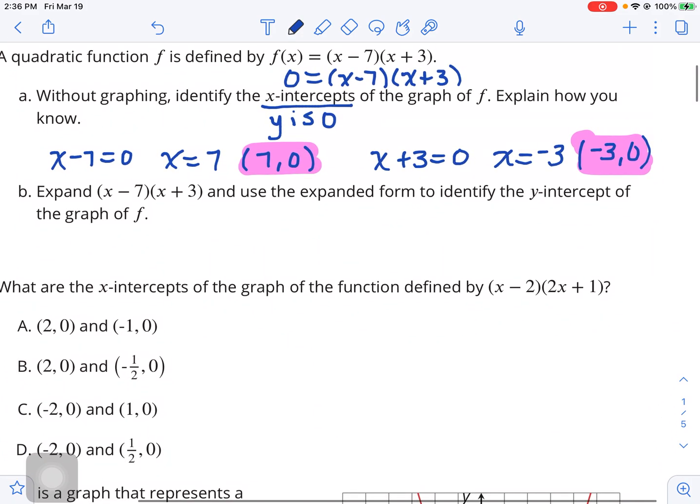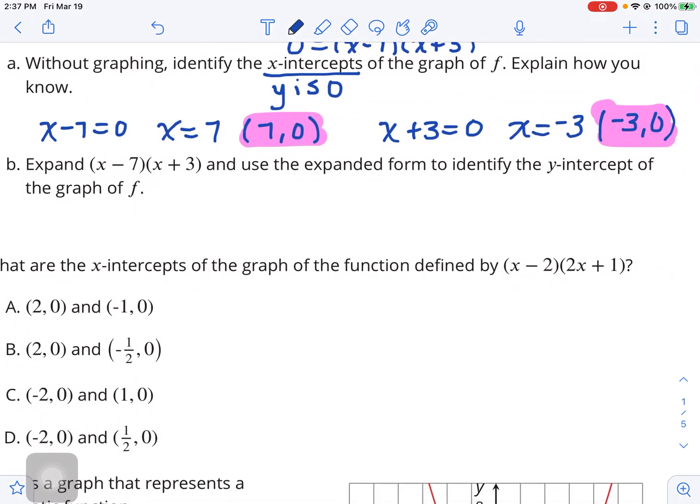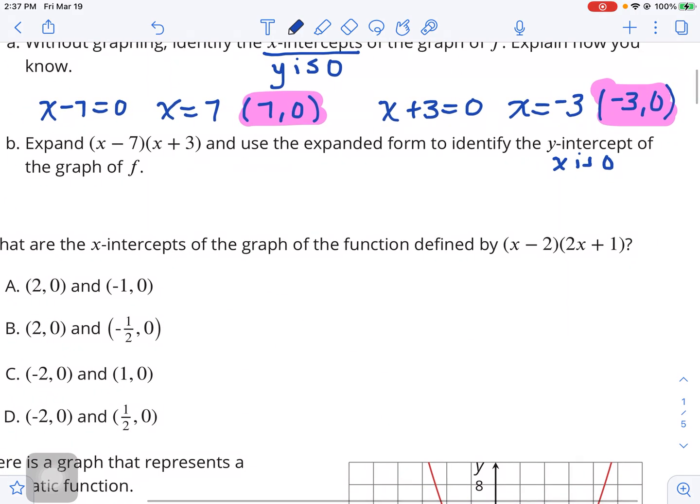So now we want to expand this and use the standard form to identify the y-intercept, because on the y-intercept, x is 0. So we're looking for points that start with 0. Instead of letting f of x equal 0, like we did here, we're going to let x equal 0 and figure out what y is. We can use the diagram method, or you could use your distribution skills, whichever method you choose.